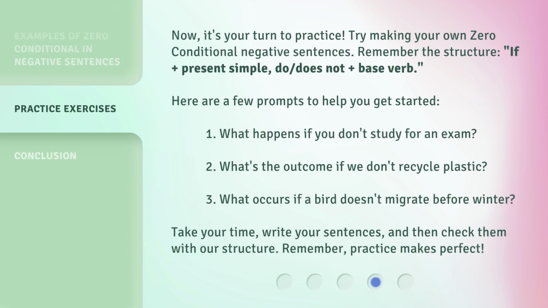Now, it's your turn to practice. Try making your own zero conditional negative sentences. Remember the structure: if plus present simple, do/does not plus base verb. Here are a few prompts to help you get started. 1. What happens if you don't study for an exam? 2. What's the outcome if we don't recycle plastic? 3. What occurs if a bird doesn't migrate before winter? Take your time, write your sentences, and then check them with our structure. Remember, practice makes perfect.